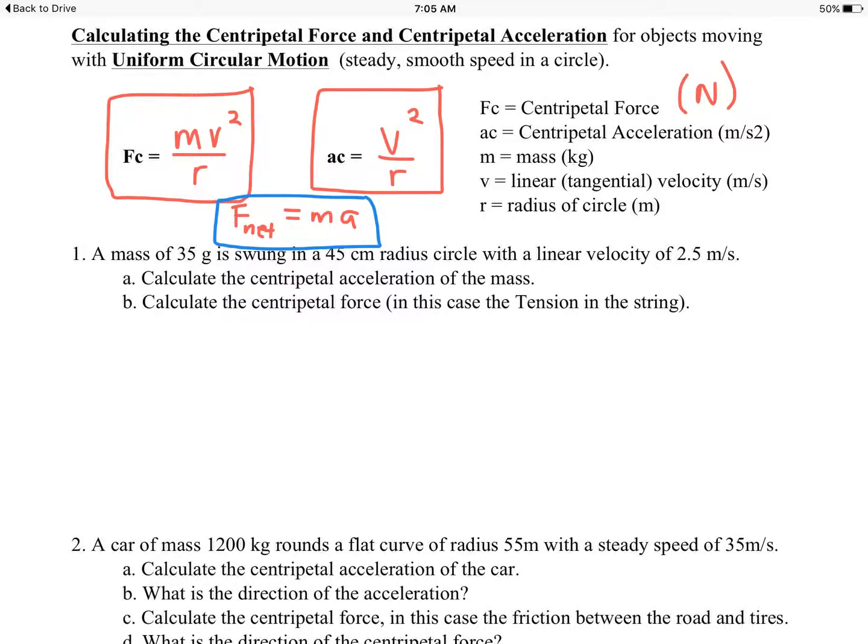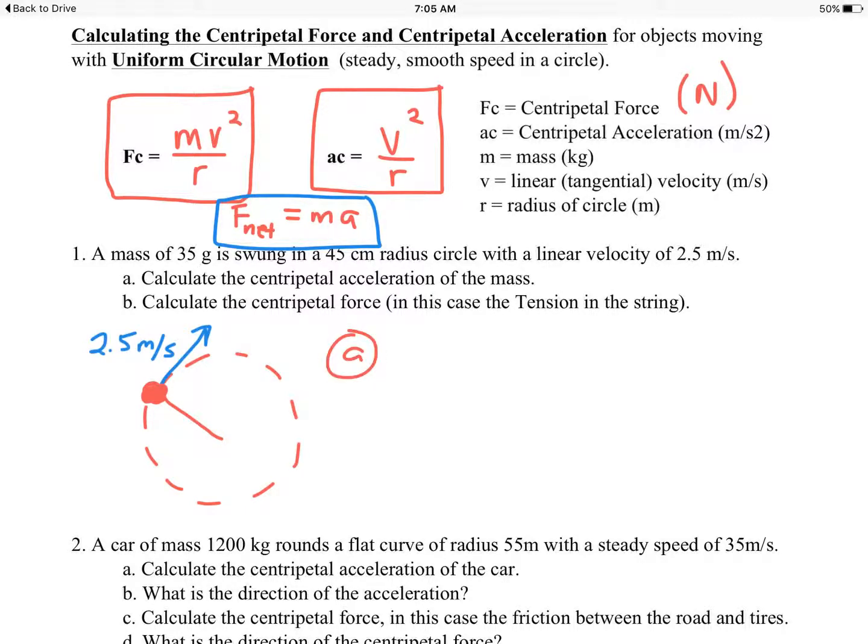Here are a couple examples. Let's say you have a mass on a string, like a ball on a string, and you're twirling it in a circle of radius 45 centimeters. And the tangential velocity of the ball is 2.5 meters per second. Let's calculate the centripetal acceleration, part A.